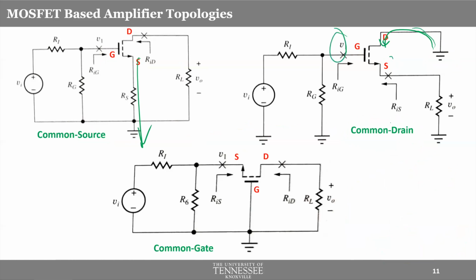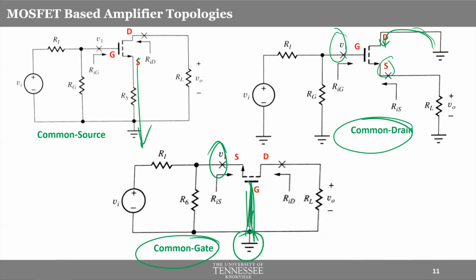So this is a common drain amplifier topology. Again, coming back to the next one, common gate, which will be simpler. So gate is grounded now, as you see. So gate will be the basis for calculating all the input voltages and the output voltages. So that's why it's a common gate topology.